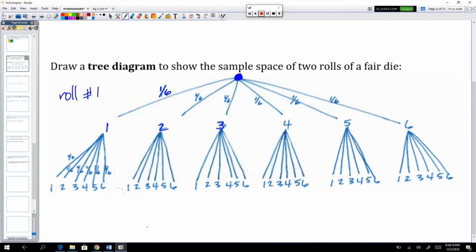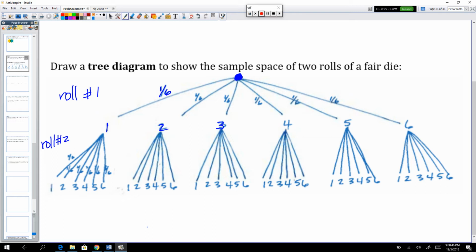Now, one of the biggest mistakes students make when they're drawing a tree diagram is when they roll the die for the second time, they start another tree, and that's not proper. We should stay within the same tree. You're stuck with your first roll. Think of it that way. If you're in Vegas and you rolled a 1, you're stuck with that. And so from that point, after you roll the 1, you roll again.